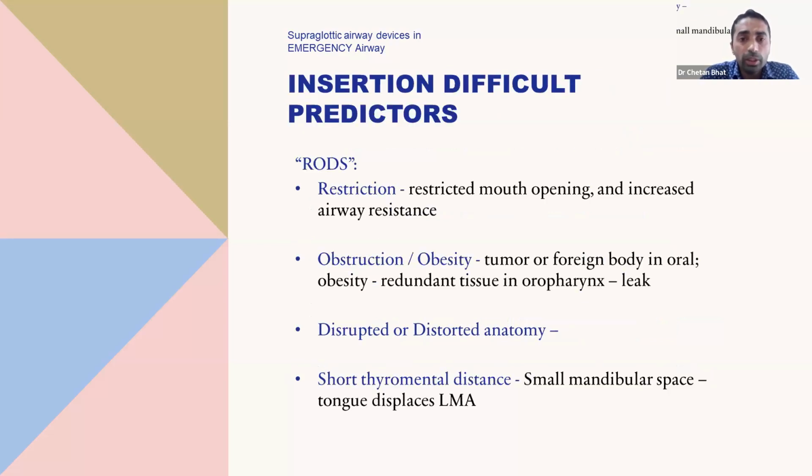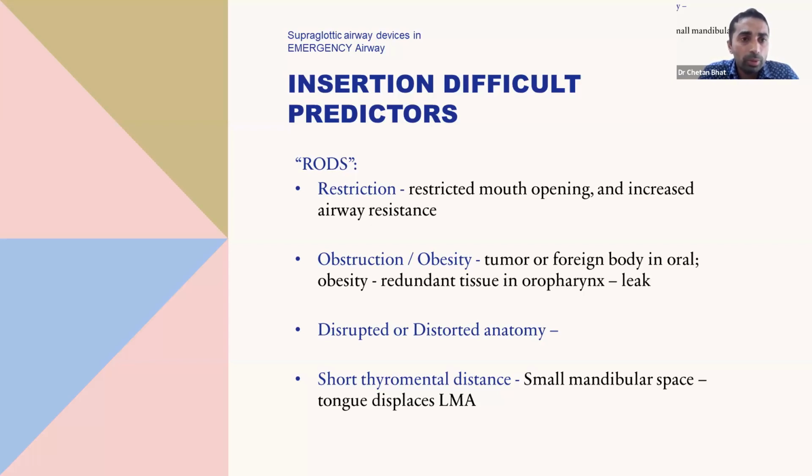There is a mnemonic to predict difficulty in insertion of LMA. We call it RODS mnemonic, where in these scenarios it is predicted that it is difficult to insert an LMA. R is restricted mouth opening. We can't easily glide the LMA inside the oral cavity. Then O is obstruction, where there is a tumor or foreign body in the oral cavity causing an obstruction to passage of the LMA. There it is difficult to insert.